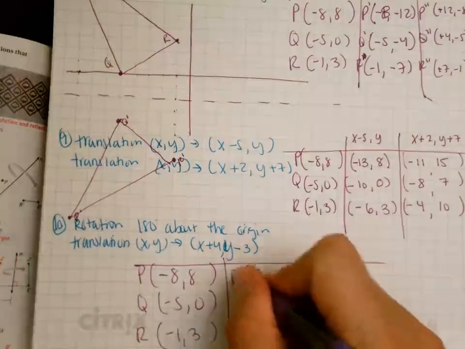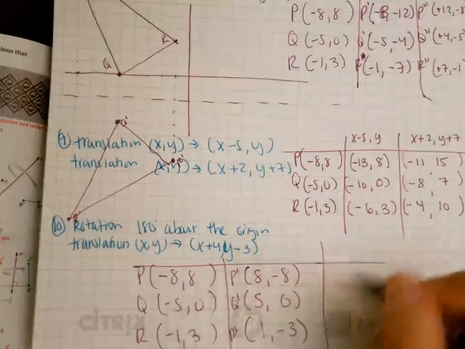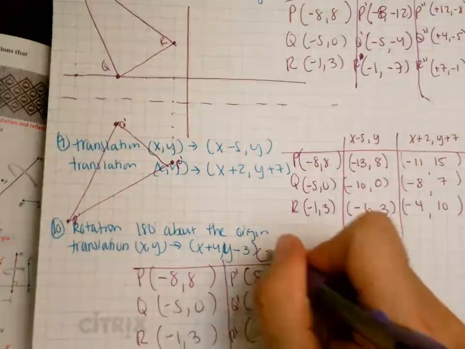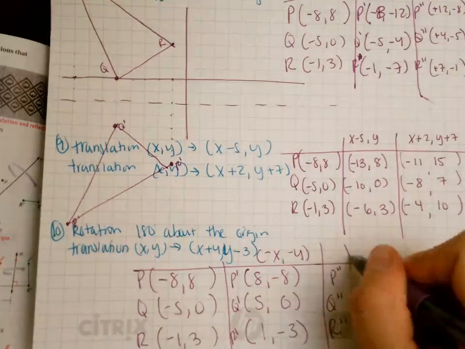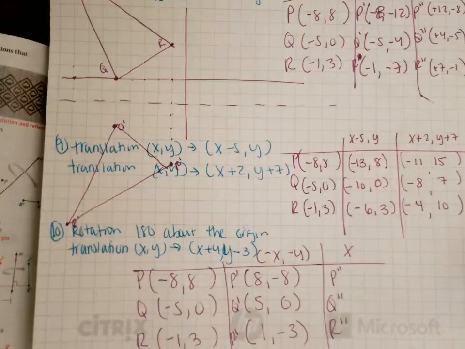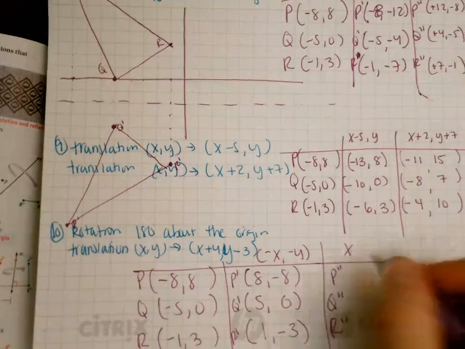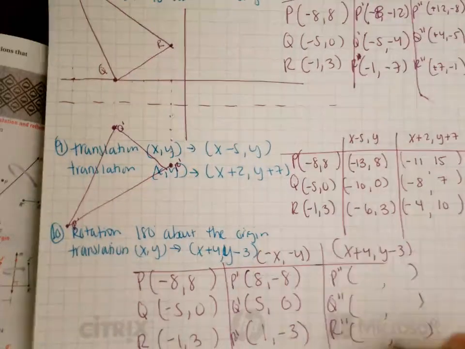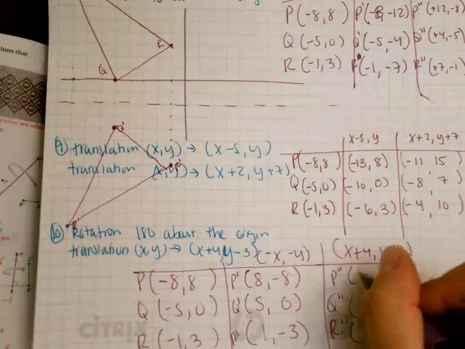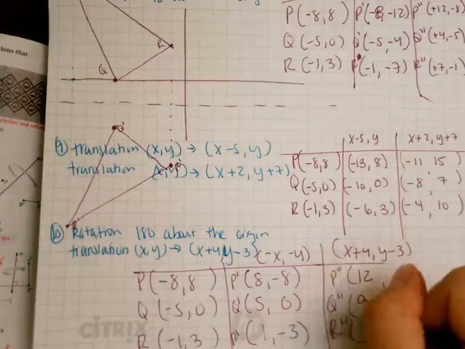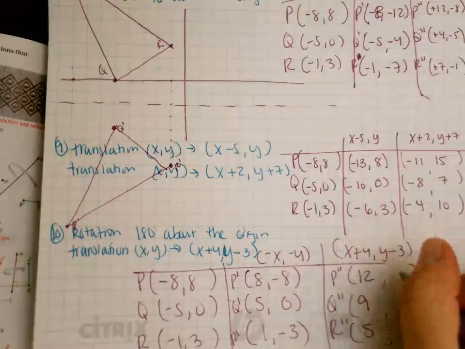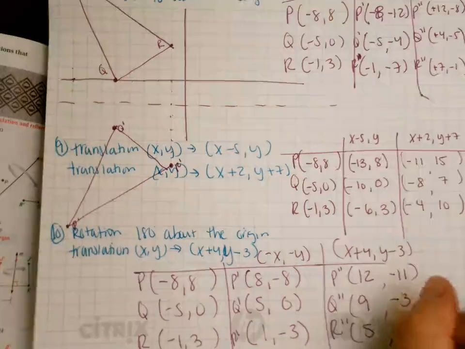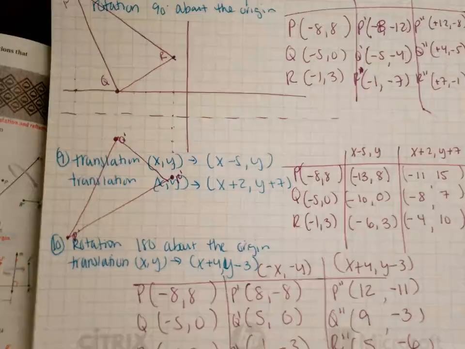Then P prime prime, Q prime prime, R prime prime. So, change both. Then we're doing x plus 4, y minus 3. Adding 4 to my x's and subtracting 3 from my y's. The results are negative 4, negative 11, negative 3, negative 6. And those are my final coordinates, my image of my image.